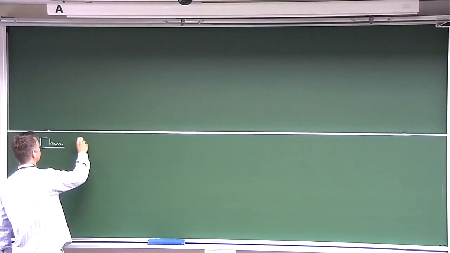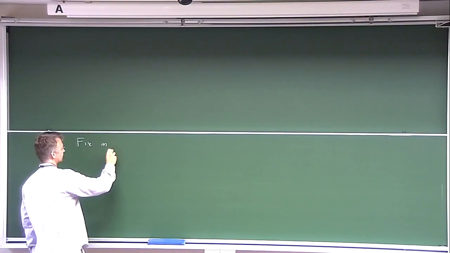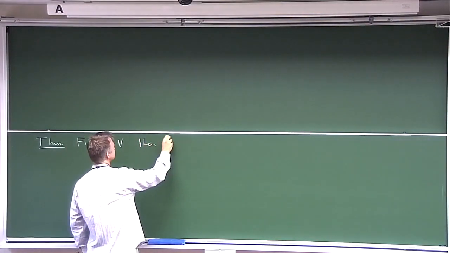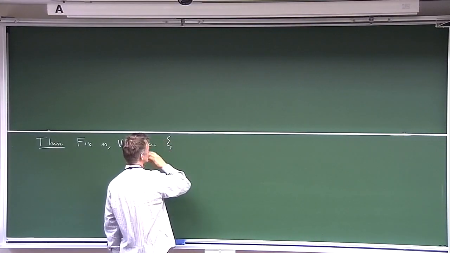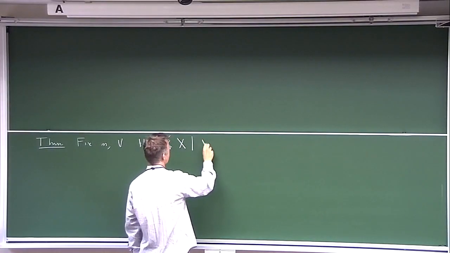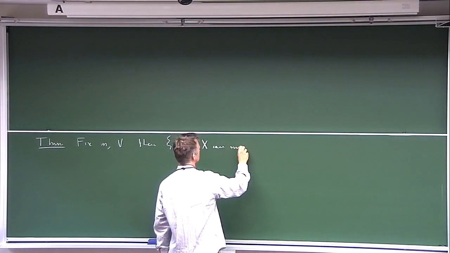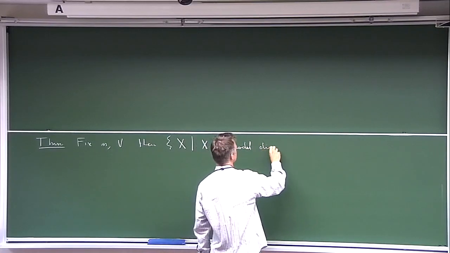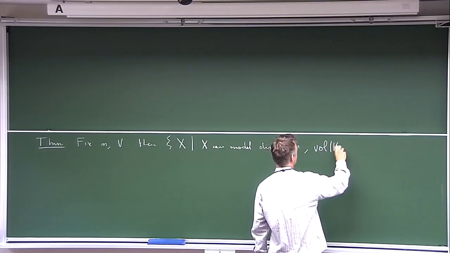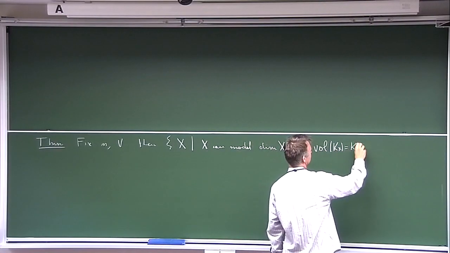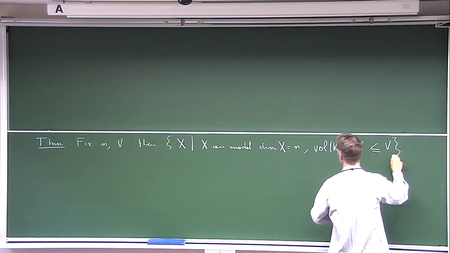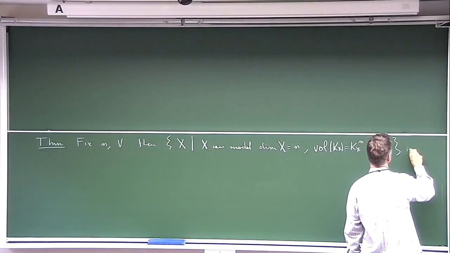If we fix n, that stands for the dimension, and V, that stands for the volume, then the set of all canonical models of that dimension with volume bounded from above by V, so let's say the set of X's such that X is a canonical model of the right dimension with volume of K_X. Since it's a canonical model, I can just compute this by taking the top self-intersection. I want this to be bounded from above by V. Then this set here is bounded.